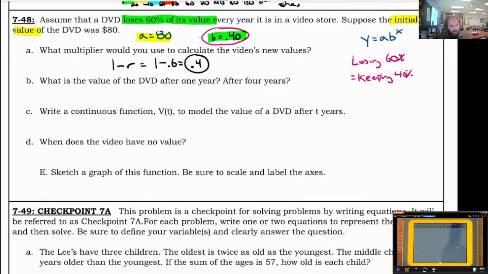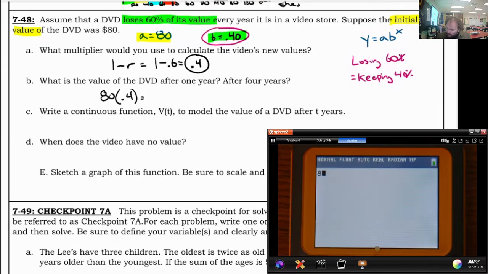What's the value of the DVD after 1 year? Well, that would be the original $80, which is pretty expensive for a DVD, times 0.4, which on my calculator, which I'm going to bring up to the front of the screen here, gives us $32. So that's how much it's worth after 1 year. Now, if I wanted to do after 4 years, what I would be doing is taking the $80 value and multiplying by 0.4 times 0.4 times 0.4 times 0.4. That's a lot of work. I do not expect you to do all of that. What I need you to see is that multiplying by 0.4 four times is the same thing as taking 0.4 to the fourth power. So that's what we're going to do on the calculator.